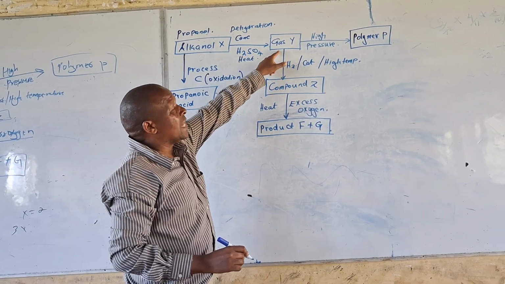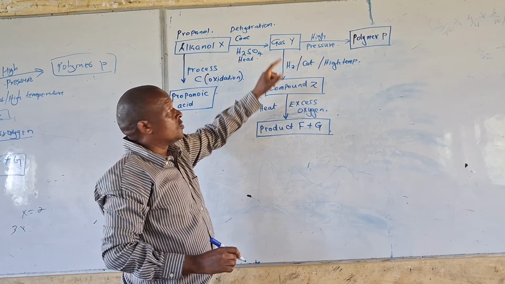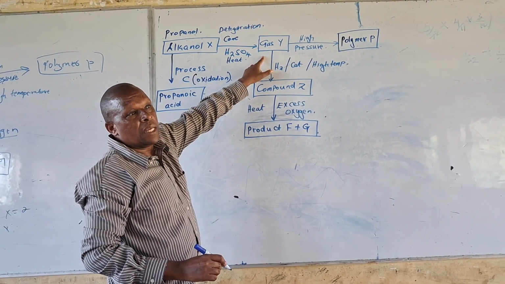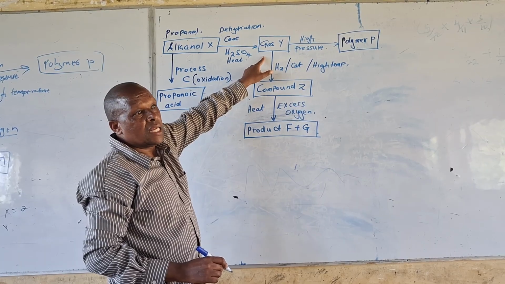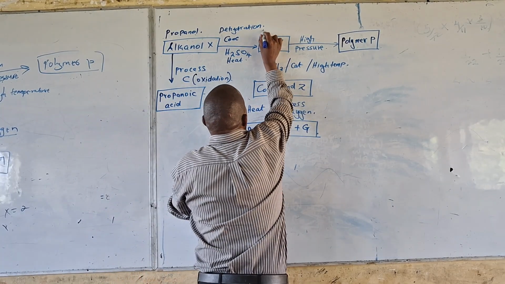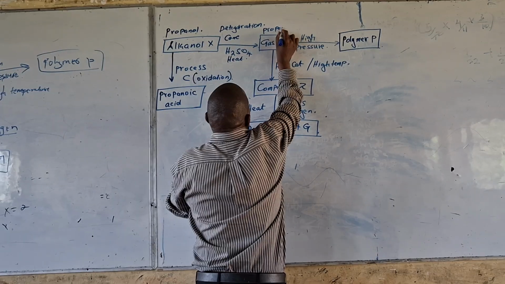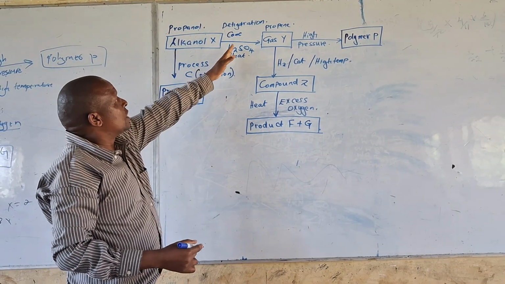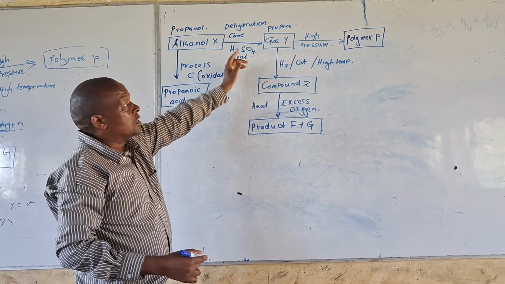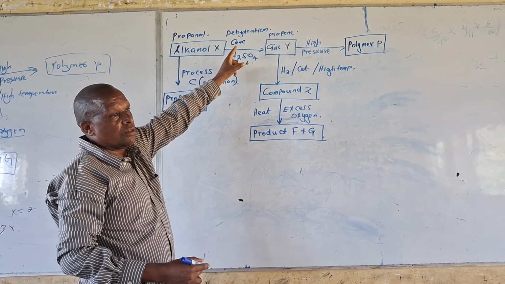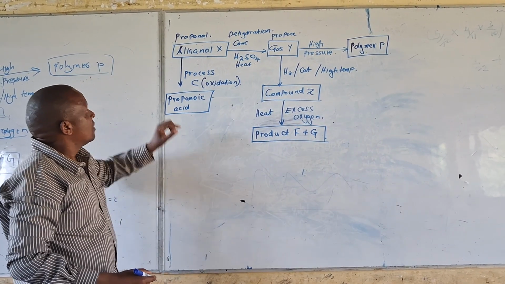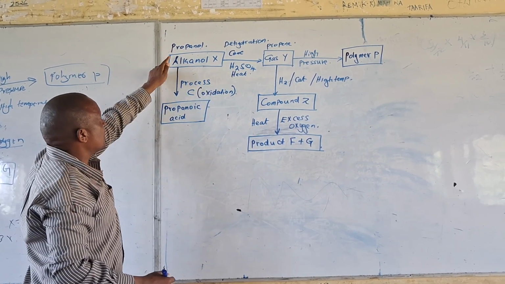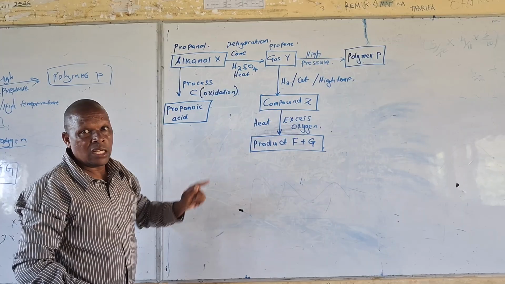Then the gas formed here is an alkene. So this is propanol, and this one is going to be propene, or prop-1-ene. So we are trying to get what these are. When you see concentrated sulfuric acid, what process is taking place? Dehydration. And in dehydration, if this is propanol, then the product is propene. If this is ethanol, then the product is ethene.